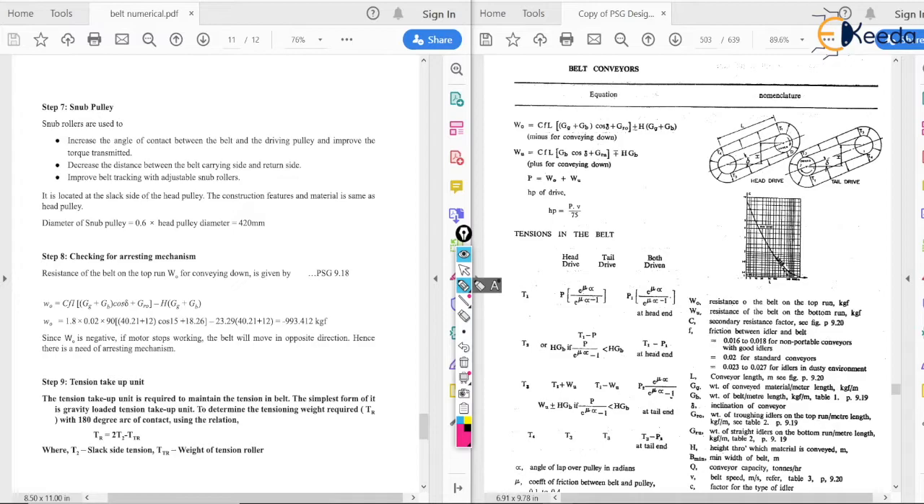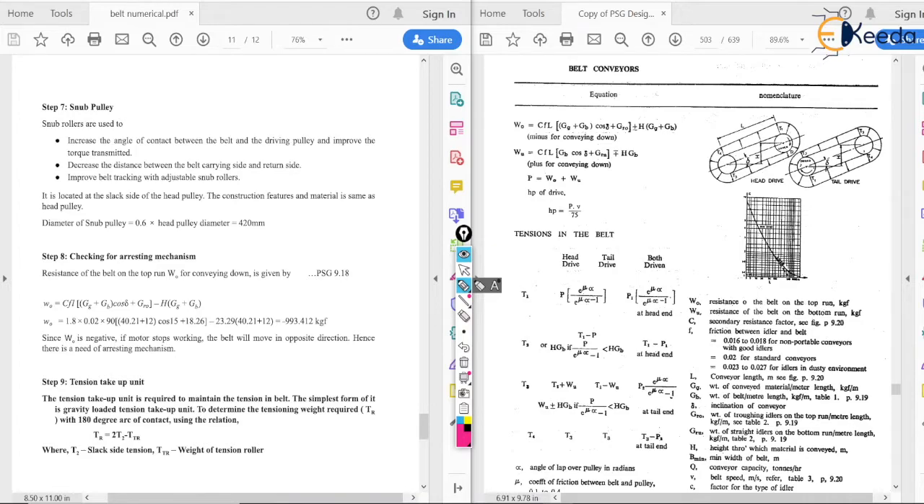Now the snub rollers are used to increase the angle of contact between the belt and the driving pulley and to improve the torque transmission. Actually if you increase the contact between the belt and the driving pulley, then more grip will be created, and because of that the transmission will be in a better way. Now these are used to decrease the distance between the belt carrying side and the return side. It also improves the belt tracking with adjustable snub rollers.